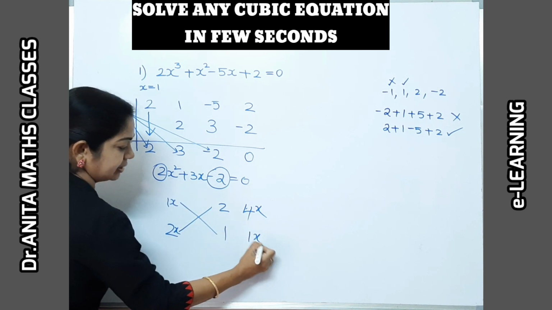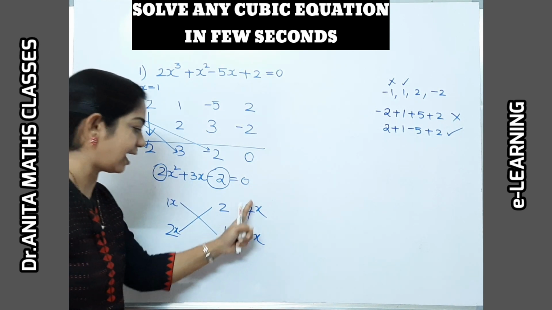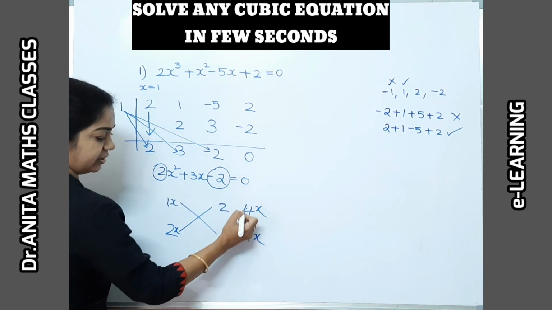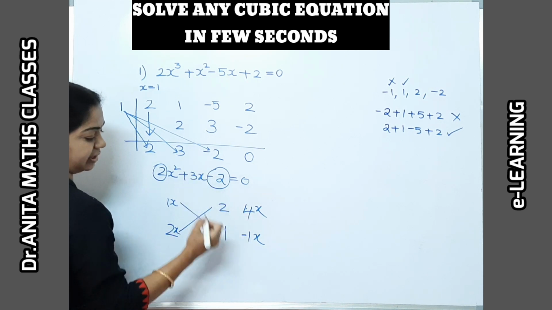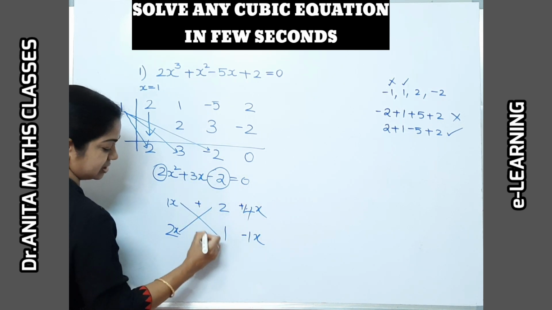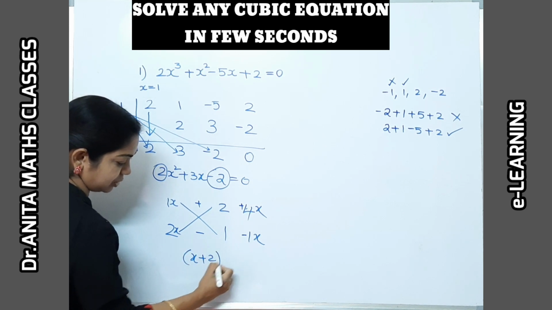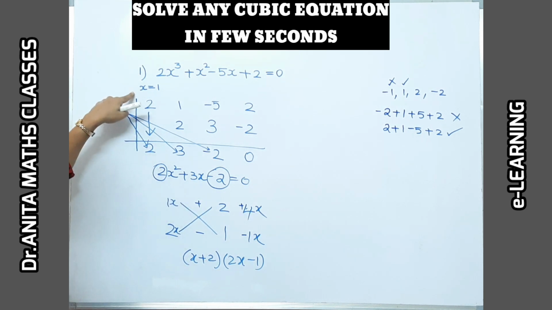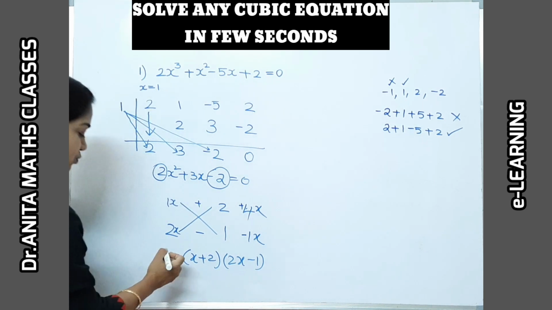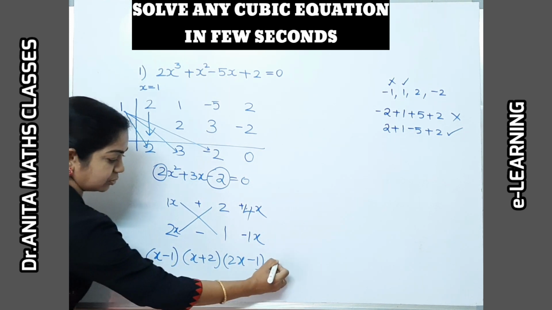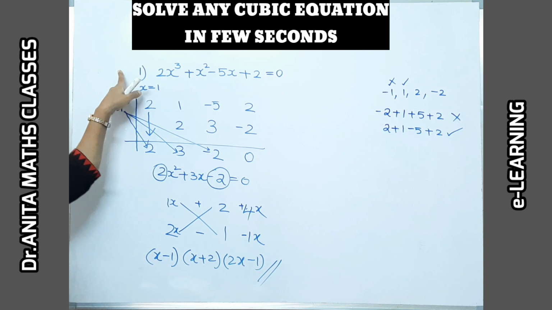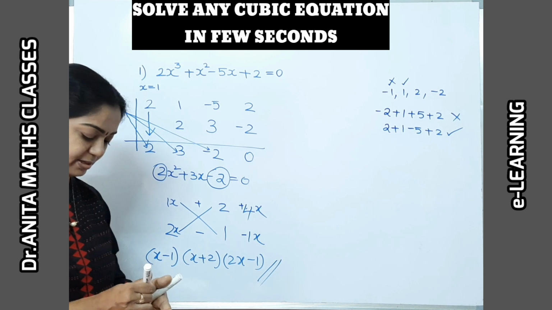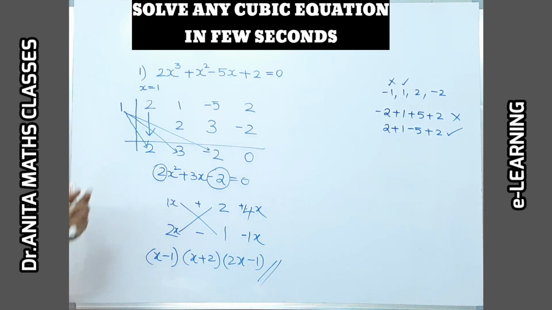Here 1x. Now what we have to add or subtract, 4x, 1x. The middle term should be 3x. So if you subtract, you get 3x. So this is plus, and this is minus. That is, x plus 2 and 2x minus 1 are the factors for this quadratic. But we also have x equal to 1, meaning x minus 1. So the total factors of the cubic equation are these. So within few seconds you can solve any cubic equation. Okay, please make a note here.